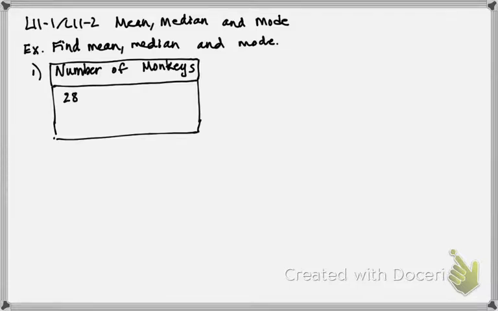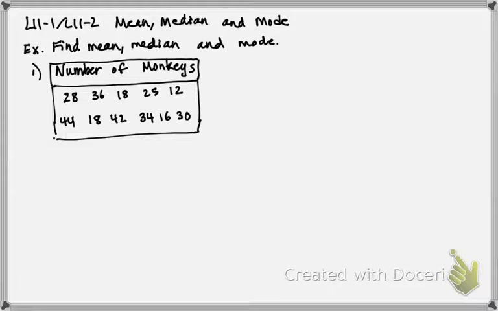So there was 28, 36, 18, 25, 12, 44, 18, 42, 34, 16, and 30. Okay, so let's start by putting them in order from least to greatest. Okay, so let's start there.